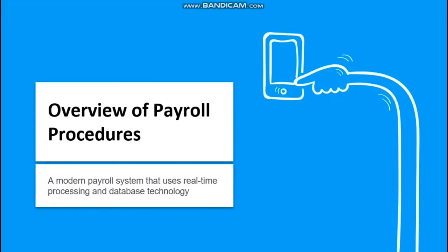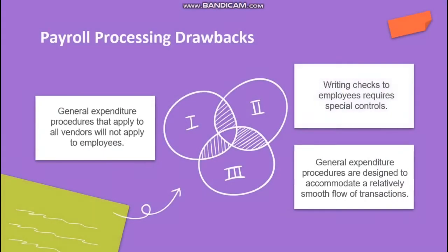Payroll checks can be processed through the regular accounts payable and cash disbursement system, same as the automated system I've discussed earlier. However, as a practical matter, this would have a number of drawbacks. First, general expenditure procedures that apply to all vendors will not apply to employees. Payroll procedures differ greatly among classes of employees. There are hourly employees, salaried employees, piece workers, and commission employees, and it requires special accounting procedures for employee deductions and withholdings for taxes. Next, writing checks to employees requires special controls.